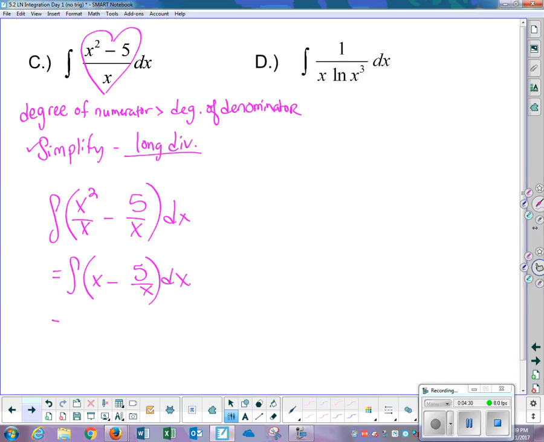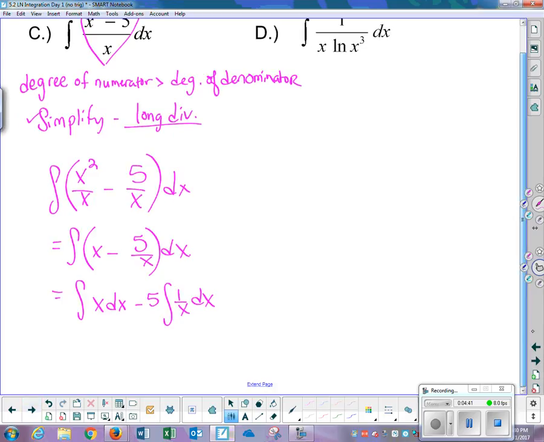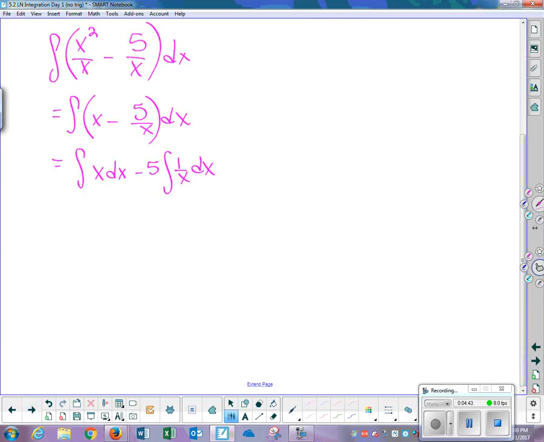Well, since it's a series of terms being added or subtracted, we can indeed break this up and do 2 separate integrations. We wouldn't necessarily have to write it, but for sure it is a possibility for us. So I'm going to get from this first integral an x squared over 2 minus 5, and then the integral of 1 over x. Hopefully you recognize that. It's the new thing we're learning. It's a natural log x. And there's our answer.